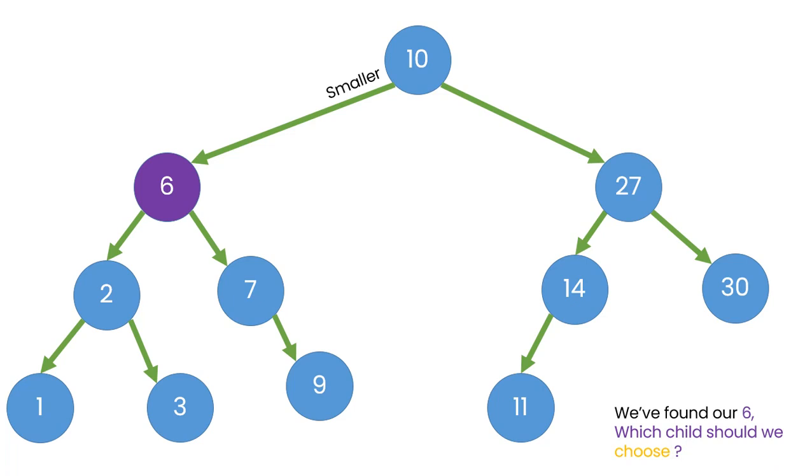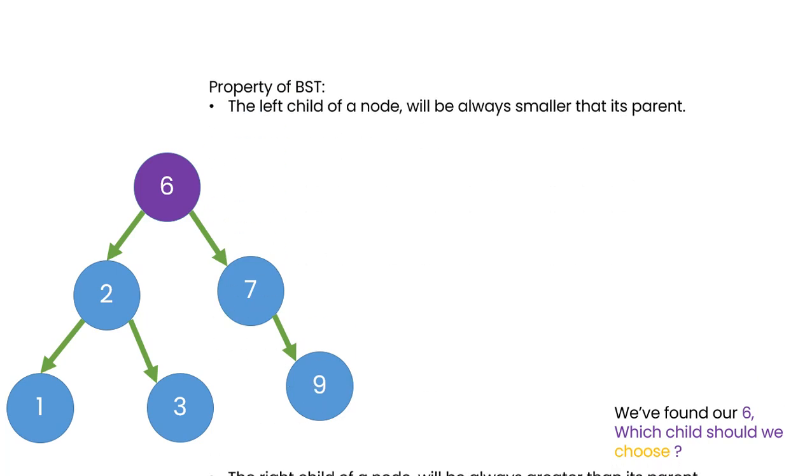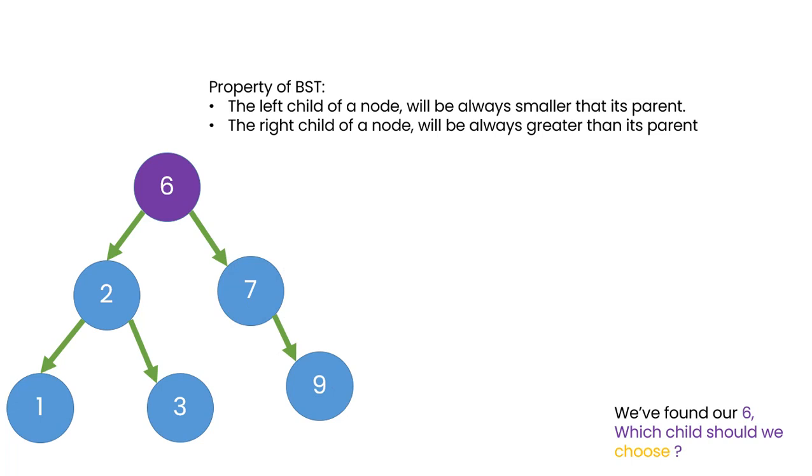We need to choose a child, but how can we choose a child here? I'm going to remove this right side so it's more focused on this subtree. Alright, so what are the properties of a binary search tree so we can make a good decision about which child to take? We know that the left child of a node is always smaller than the parent, and the right child is always greater than its parent. That's a property of a binary search tree.